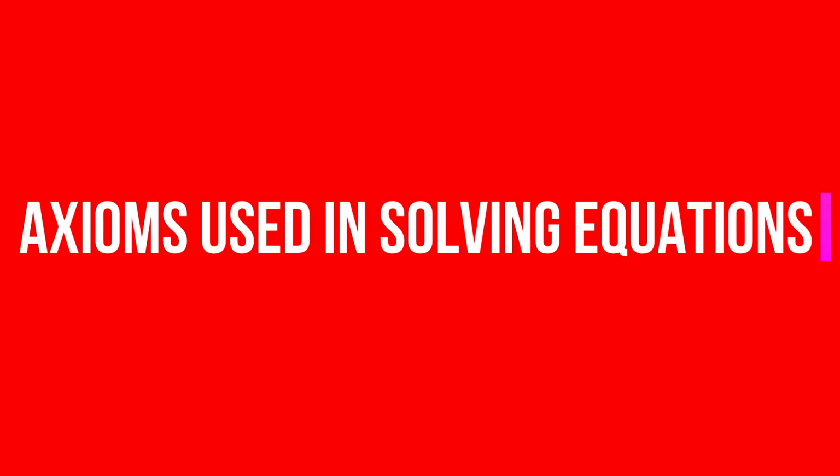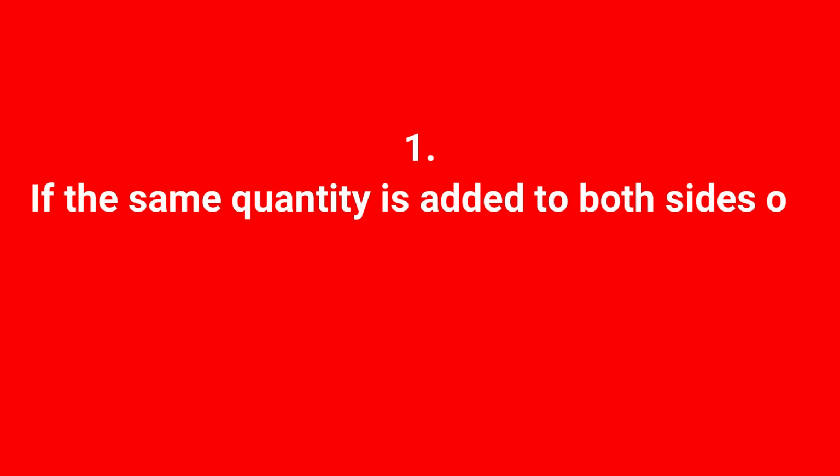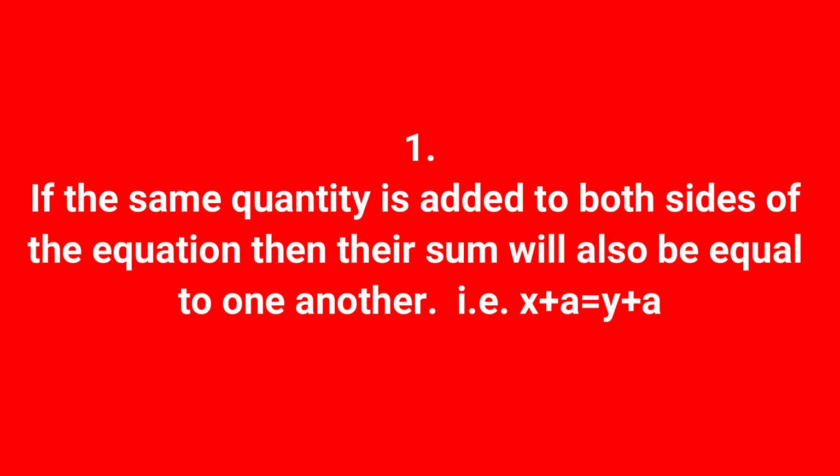See some axioms used in solving equations. Let x equals y be an equation and a be any number. Then we can use 4 rules in solving equations. Number 1, if the same quantity is added to both sides of the equation, then their sum will also be equal to one another, such that x plus a equals y plus a.